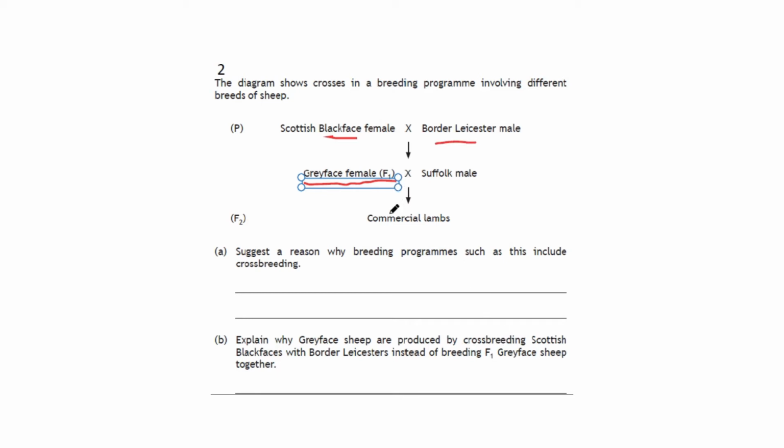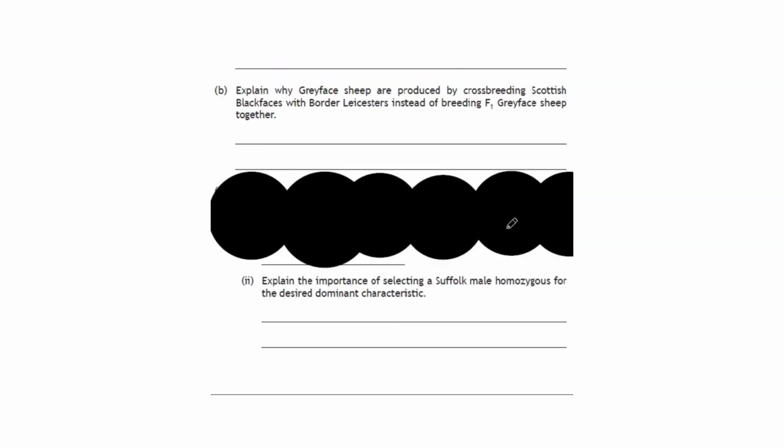So the answer is, if you were only to breed the greyface together, you would only have their genes. So if you breed them with the Border Leicester male, then here's the answer. You get increased variation, or you get increased variety. Or you could also say not all of the offspring will have the desired characteristics that you want. And then I missed out that one because that was taken out of the course.